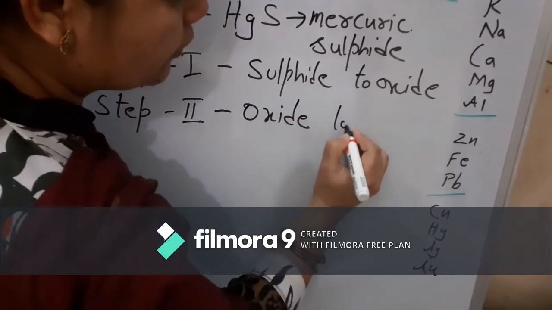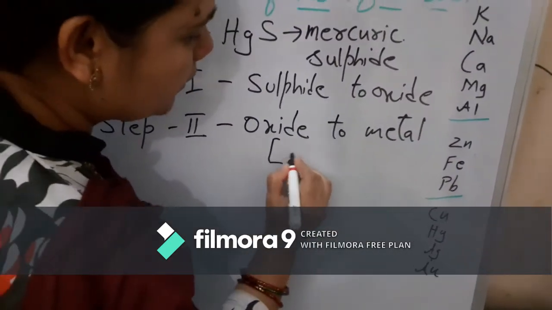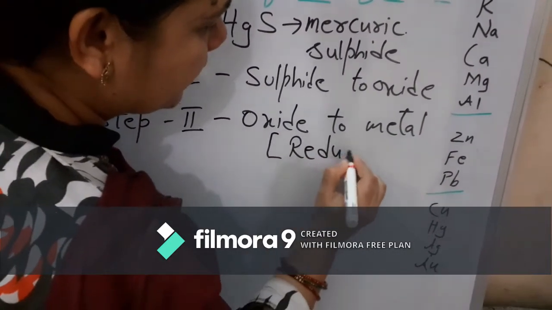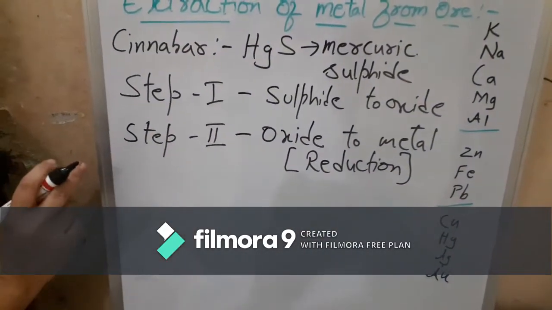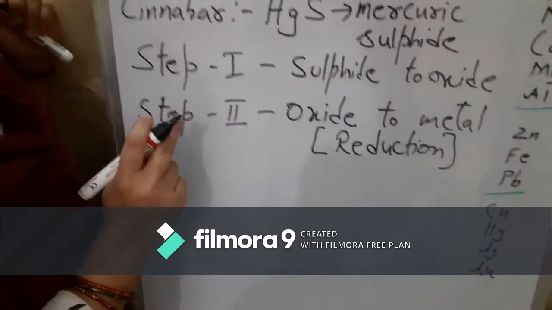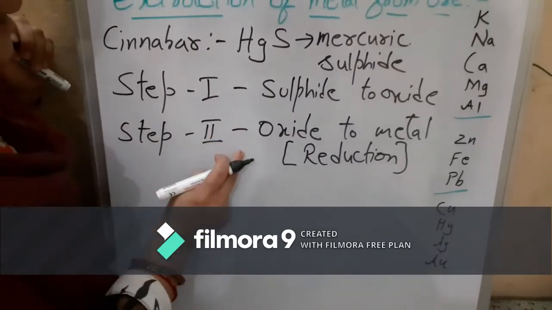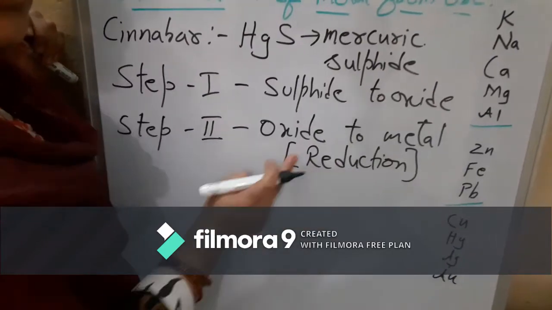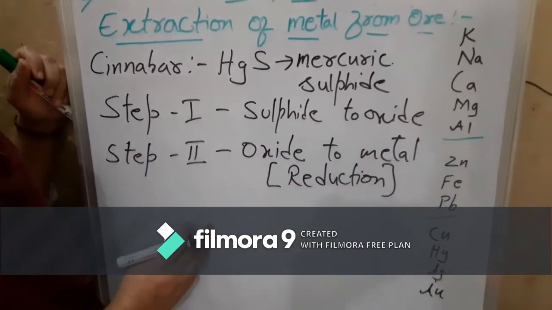So conversion of oxide to metal, which is normally a what process? Reduction. If you can recall the definition of reduction, what is reduction? Reduction is the process of removal of oxygen or adding of hydrogen. So the second step is also called the reduction process, that is obtaining metal from its oxide.